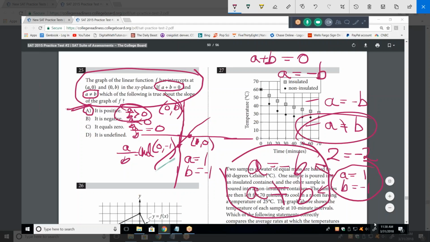They really only gave us 4 constraints. We have to have the x-intercept, we have to have the y-intercept, we have to know a plus b equals 0, and we have to know a is not equal to b. As long as we satisfy those 4 things with the numbers we pick, then whatever slope we came up with, that has to be the answer. If I'd have come up with a negative slope, I would have been done. I would have answered B, and I would have gone on from there. Okay.